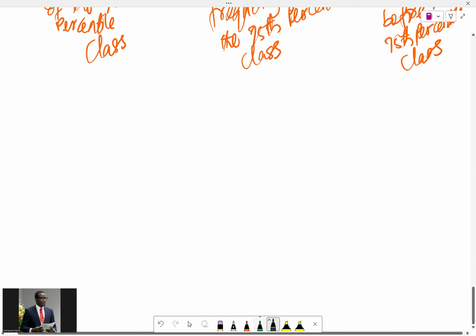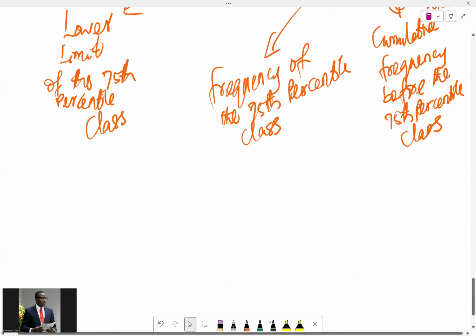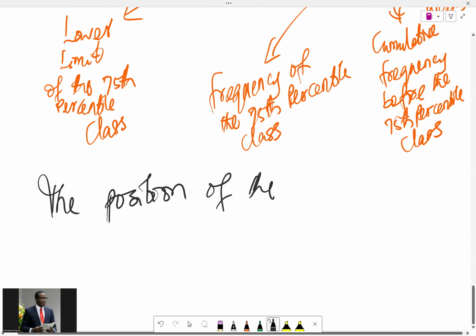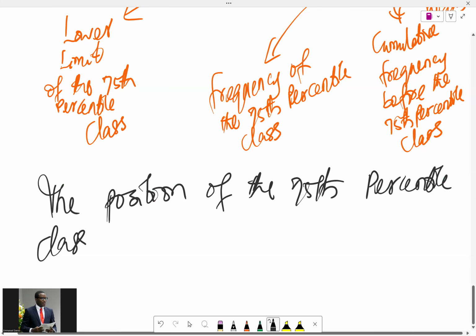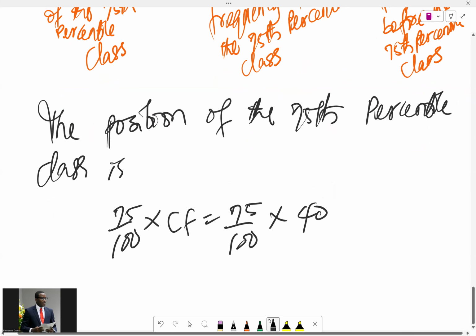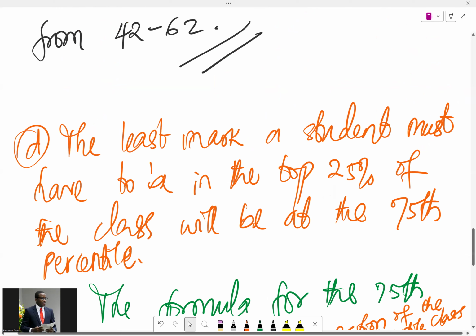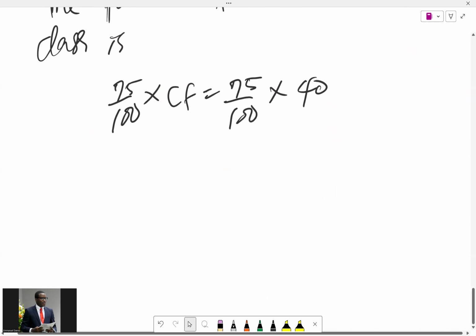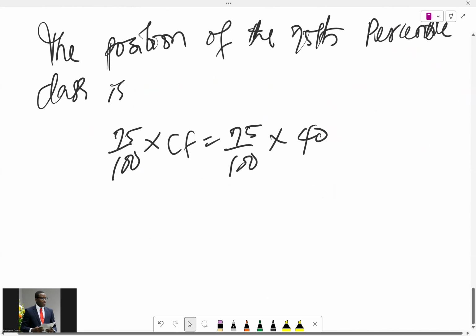So let's go for that. The position of the 75th percentile class is 75 over 100, 75% times cumulative frequency. That's 75 over 100 times 40. 40 is the cumulative frequency, as pointed out right here. That's the total. So that's 40. And since that is 40, what can we do?